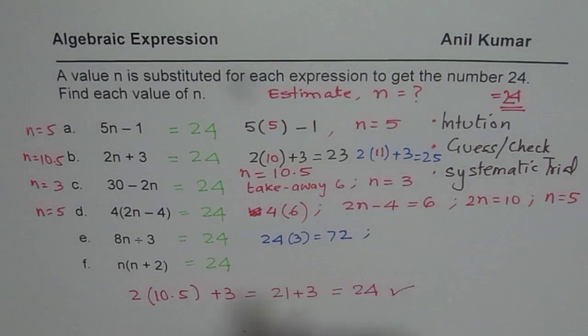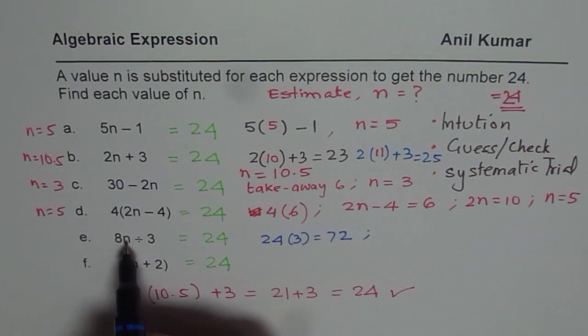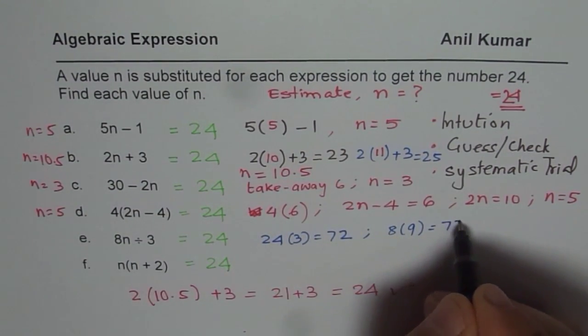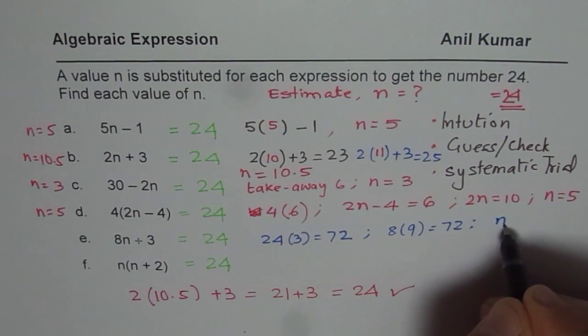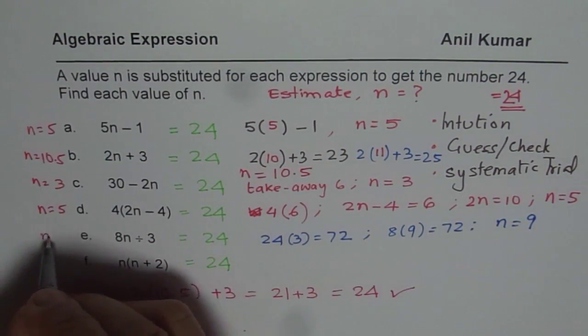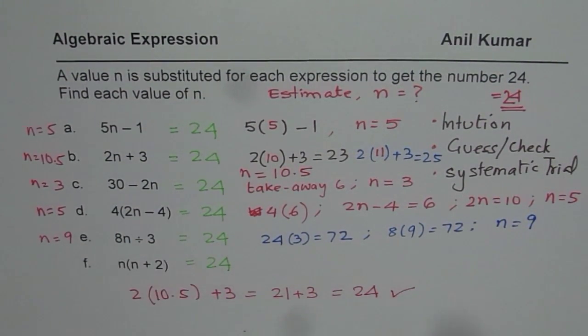Okay, so that's the first part. Now how do I get 72 with 8 times a number? We know 8 times 9 is equal to 72, and therefore n is equal to 9. So that is how we could actually guess the number, right? But this is again a very systematic way of doing things. So at times you need to follow some system to find the value of the variable. It may not be that easy, correct?